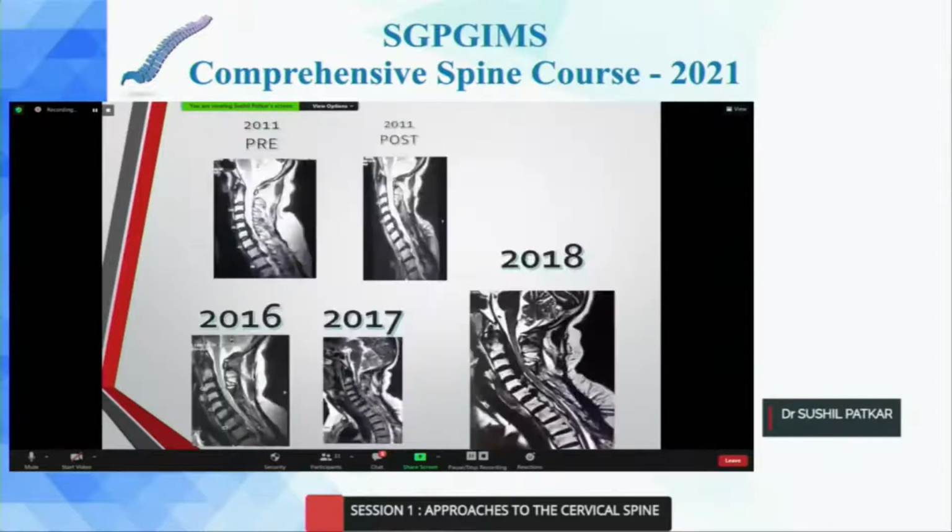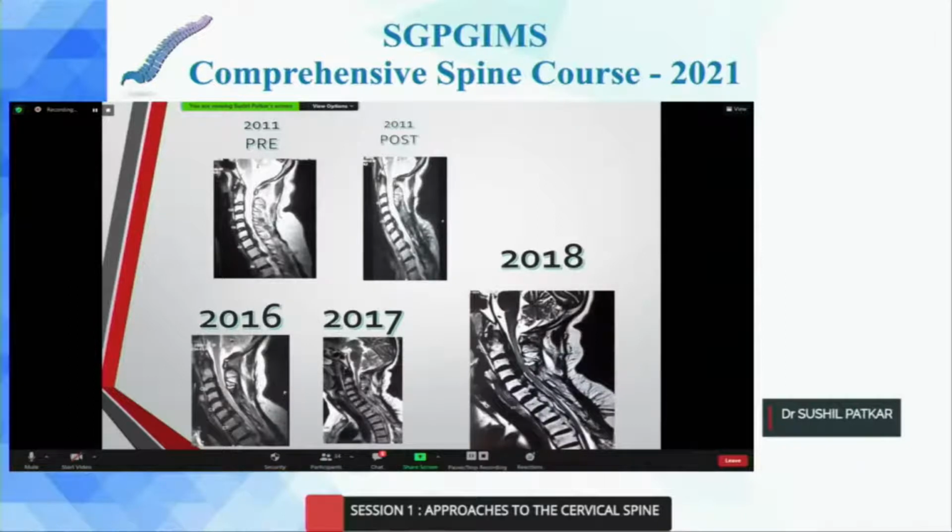You have to remember that OPLL is not a disease which is static. This was a patient who had been operated initially, then decompressed, laminectomy done, then 2016. You see the OPLL is progressive in spite of a good decompression. And now in 2018, the patient comes with very extensive OPLL going right down up to the dorsal region. So this is a disease which does not stop with decompression. So if you are accepting the theory of instability, then immobilization is mandatory if you are trying to treat OPLL.